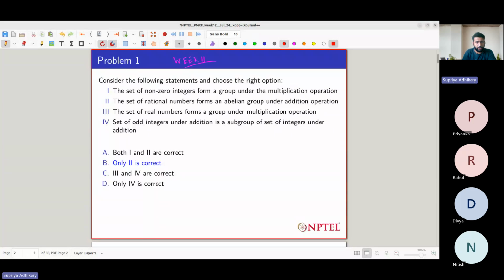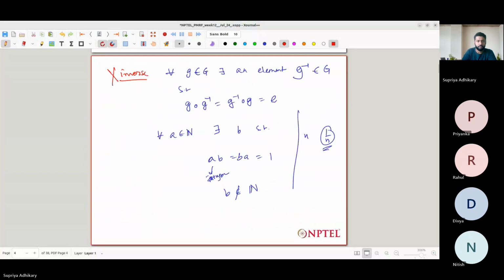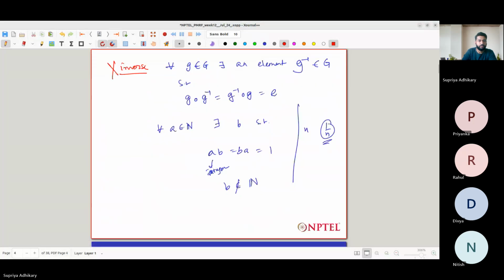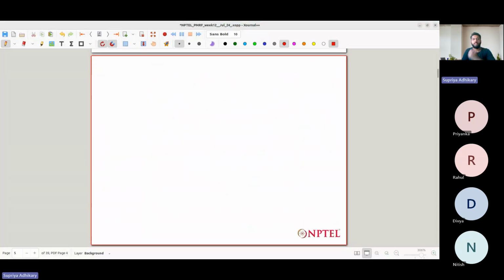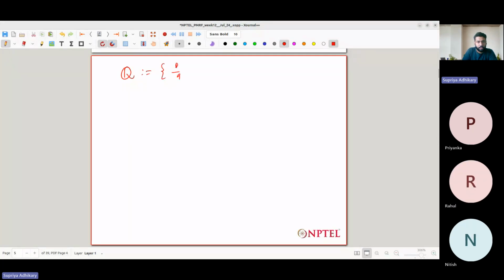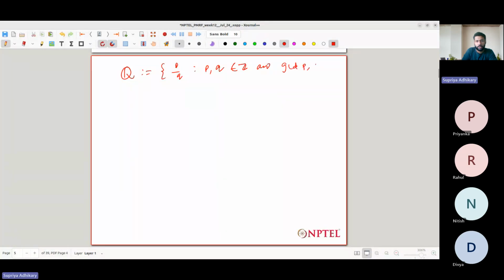The second statement was that the set of all rational numbers forms an abelian group. So what is the set of all rational numbers? The set of all rational numbers is basically of this form, P over Q, such that P and Q are integers and the GCD of P and Q is 1. So this is the set of all rational numbers.